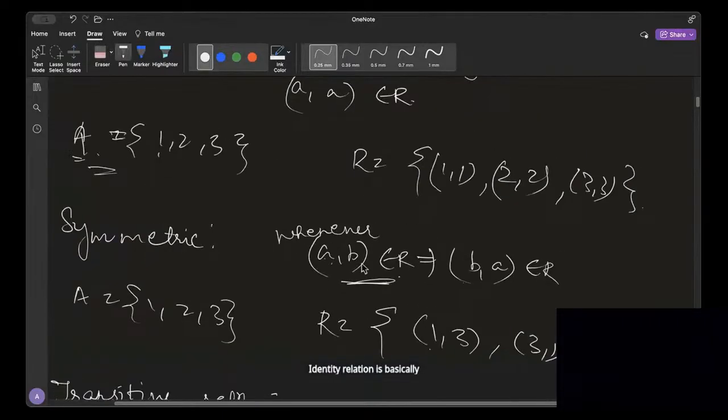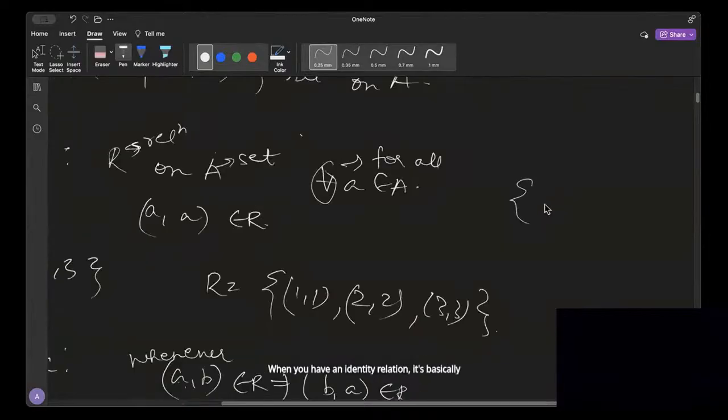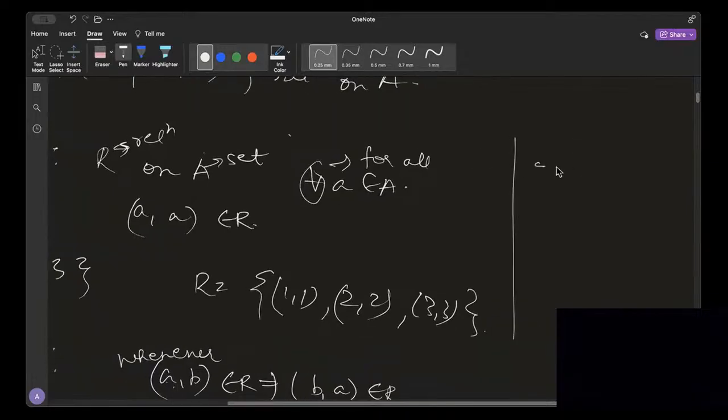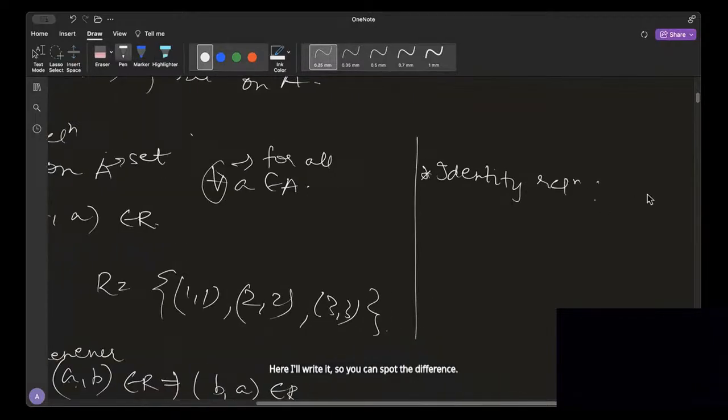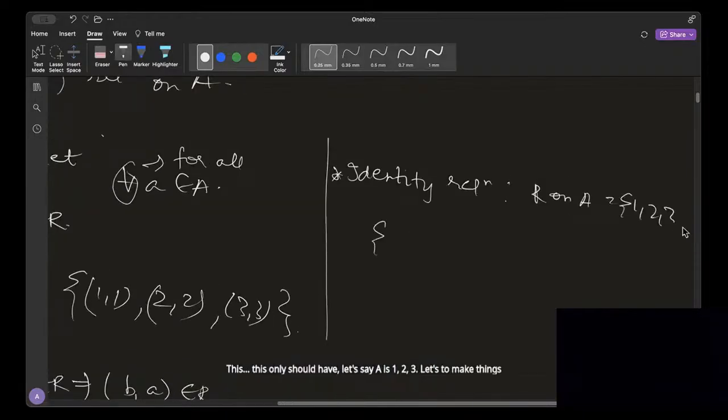Identity on A means, here I'll write it so you can spot the difference. Let's say you have to define R on A. This will be an identity relation if it only has, let's say A is 1, 2, 3, to make things simpler. Then your identity relation is just (1, 1), (2, 2), (3, 3).